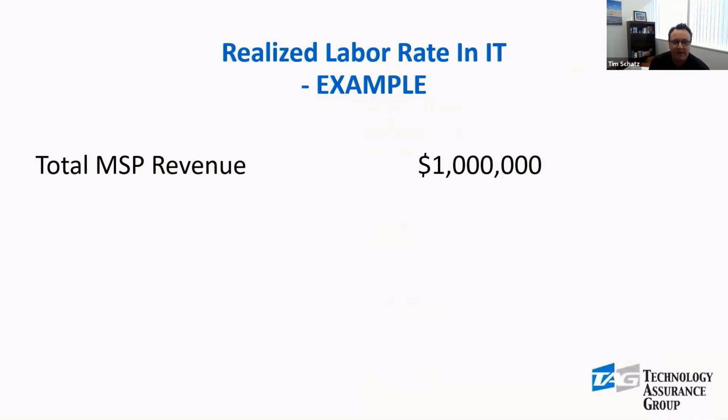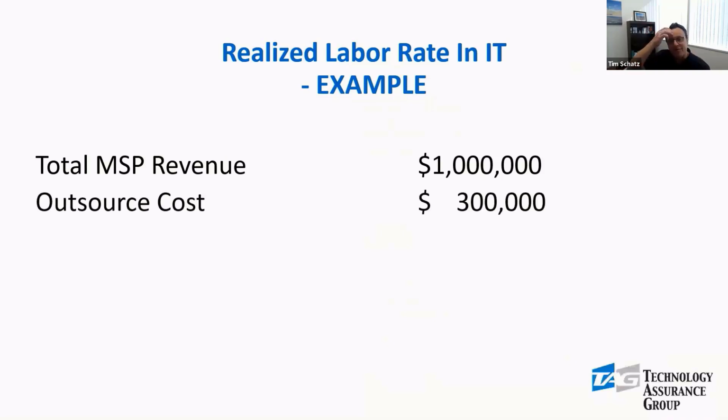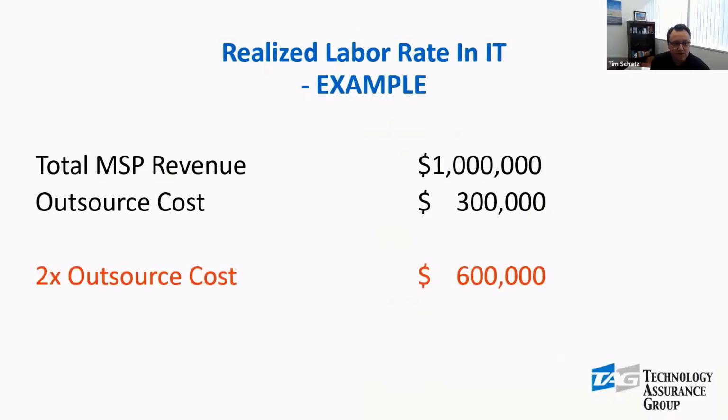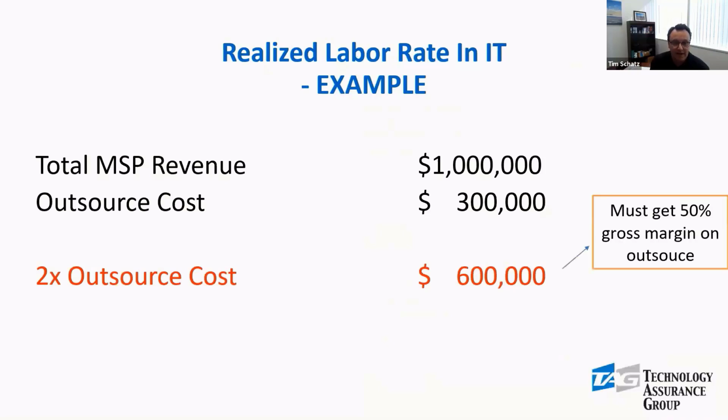So how would that work? If we had on our P&L outsourced cost of $300,000 and $1 million in total revenue, 2 times the outsourced cost would be $600,000, and that is because I got to get 50% gross margins.